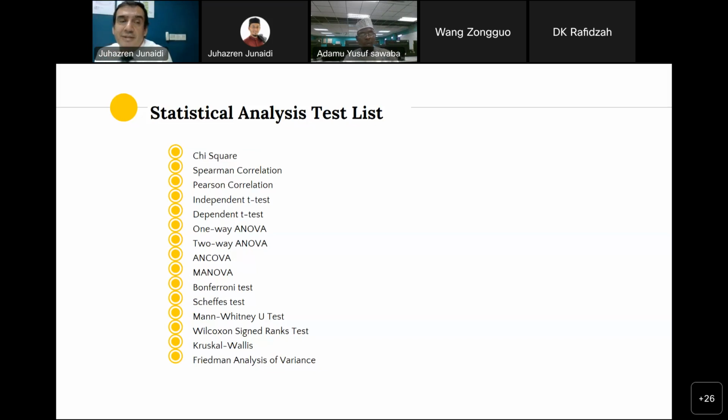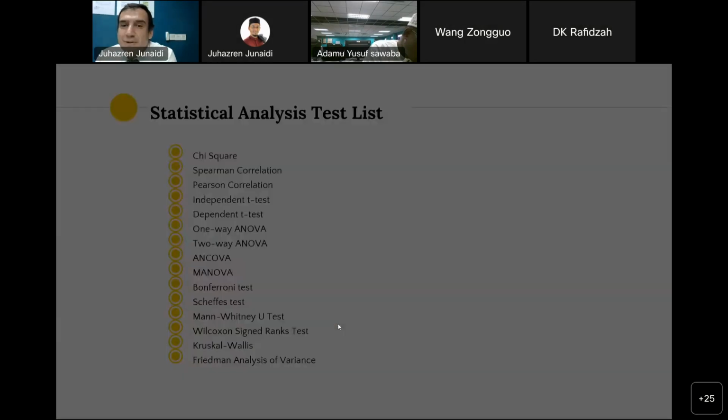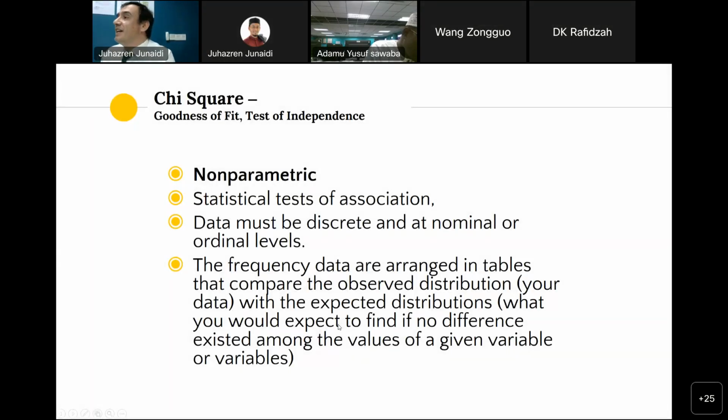Most of you probably do not yet know which of these analyses is required for your data analysis phase. But don't worry, because I'm going to tell you how you can find it. You're welcome. So let's first understand what each test is. What are those tests?